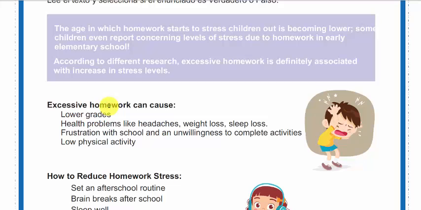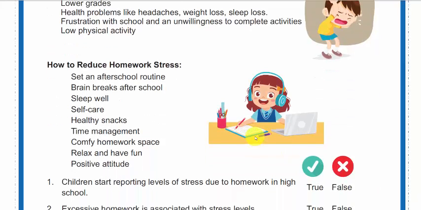The first sentence says, excessive homework can cause. El exceso de tarea puede causar. And then you have 4 different situations: lower grades, health problems like headaches, weight loss, sleep loss, frustration with school, and an unwillingness to complete activities, low physical activity. And then you have another information that says how to reduce homework stress: set an after school routine, brain breaks after school, sleep well, self-care, healthy snacks, time management, comfy homework space, relax and have fun, positive attitude.